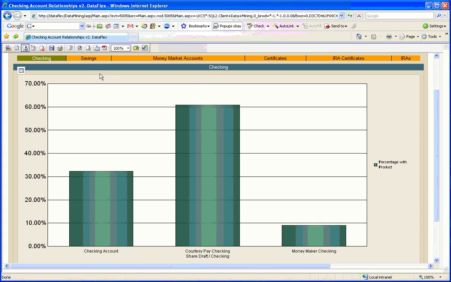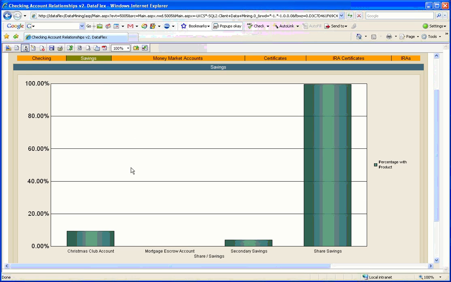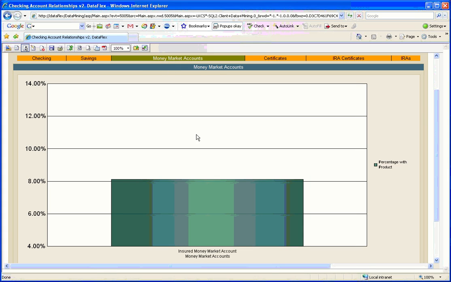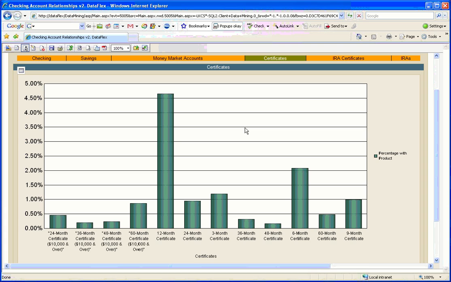But I can look at other categories of information to start looking at what other types of accounts members with checking accounts have. You'll notice that 100% of members with checking accounts have a share savings account as well, since that's a requirement for membership. Yet only 9.26% of members with checking have a Christmas Club account. And I can continue to look at other categories of savings.